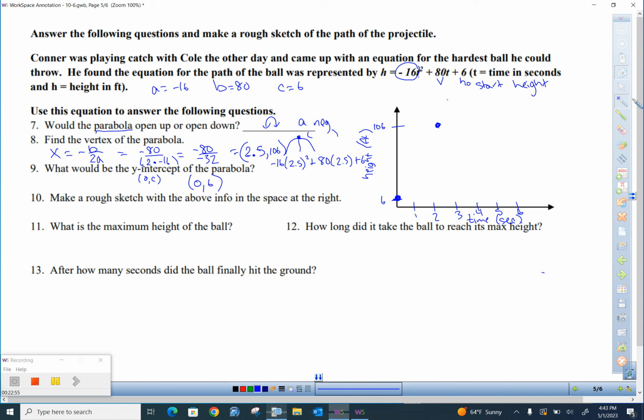It says, what is the maximum height of the ball? We know that from our path is the 106. Okay. So anytime you see this maximum, it's talking about the vertex. You just have to know which part of the vertex it's asking you about. So maximum itself is the maximum height is y. And how long is talking about seconds, that's our x. Okay, so it took us 2.5 seconds.